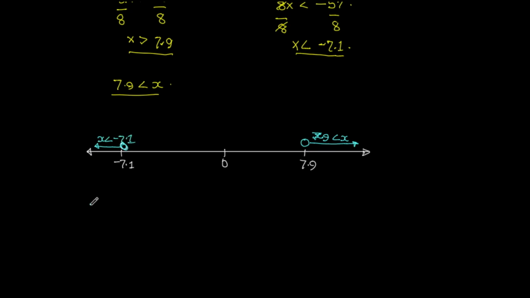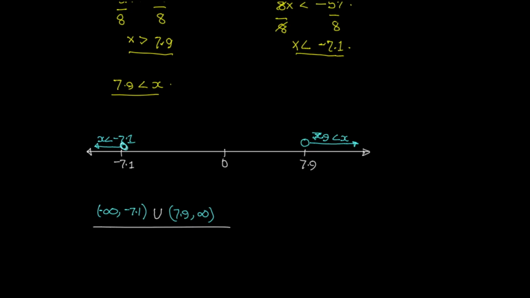Again, as before, this side will have from negative infinity, comma, to negative 7.1, and we close with a parenthesis because we have a less than sign. If it would be less than or equal to, then we close just like in our previous example. Now here we're starting from 7.9 up to positive infinity, and in the middle we have our union. So that becomes our solution.